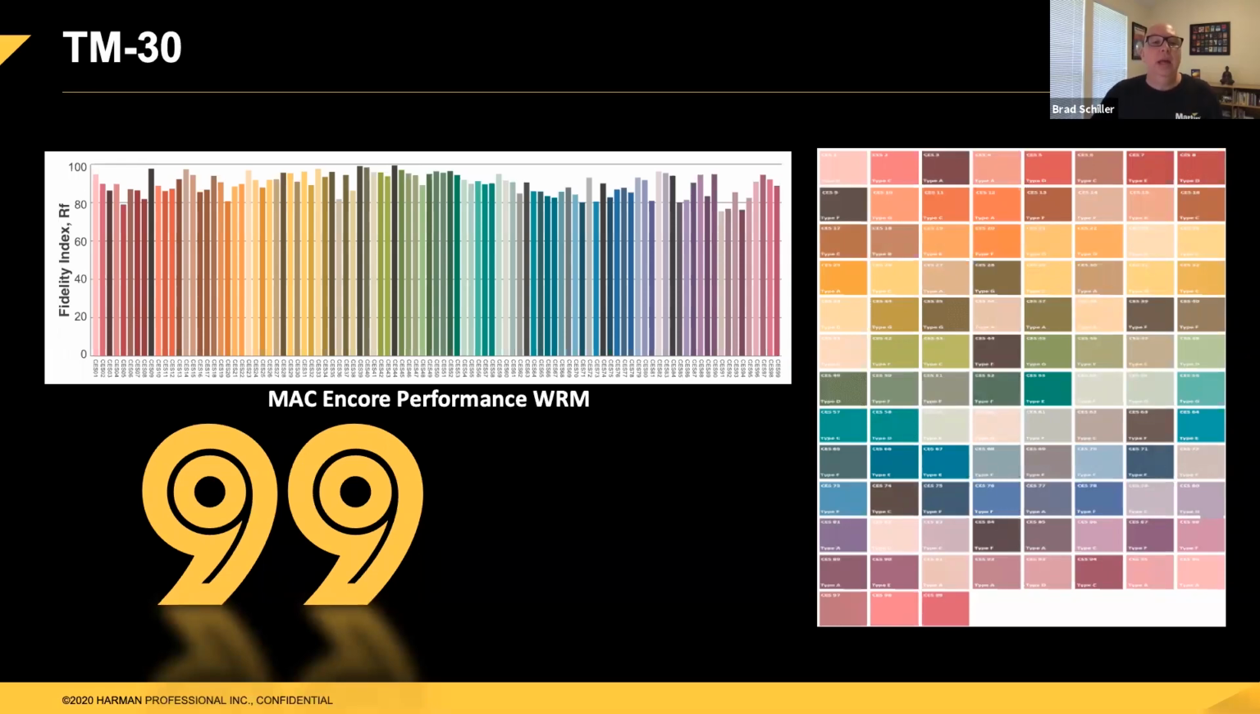TM30 is based on 99 different colors. You see here it's a broad range of mostly pastel-ish type colors, but that's because those go together to really determine the full spectrum all the way across many different hues. And the way this works is, it compares those color charts to all those chips your fixture illuminates, compared to the sun, and gives each one a score of 0 to 100. And then instead of just doing a normal average, it does another type of special averaging.